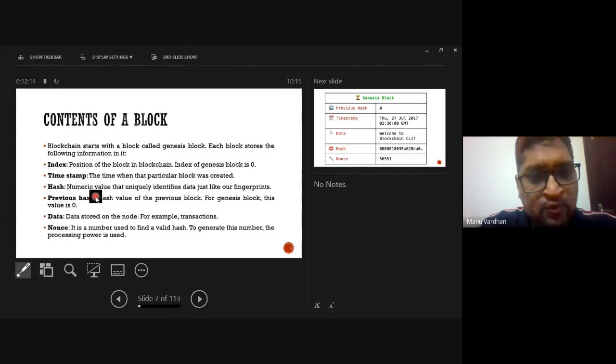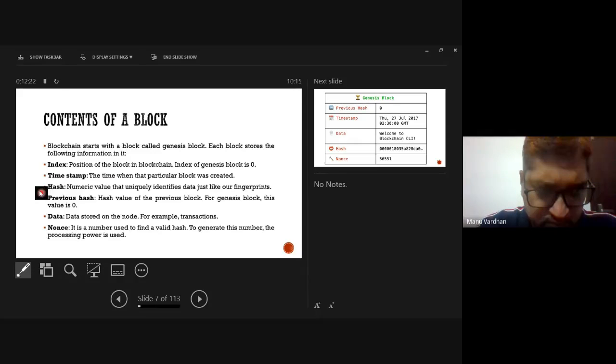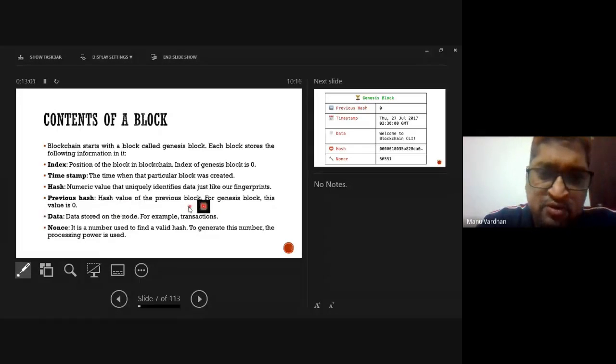Then we have hash. It is a numeric value that uniquely identifies data, just like our fingerprints. You must be aware of hash. Here, the hash uniquely identifies that block, and a block can be searched or uniquely identified with this hash value, because hash is a unique value for every block. Then previous hash, this is very important, and I will let you know the significance of this one. It stores the hash value of the previous block, and for the Genesis block this value is 0, because the Genesis block is the first block in the blockchain. So the value of previous hash will be 0, and for the other blocks it will contain the hash value of the previous block.